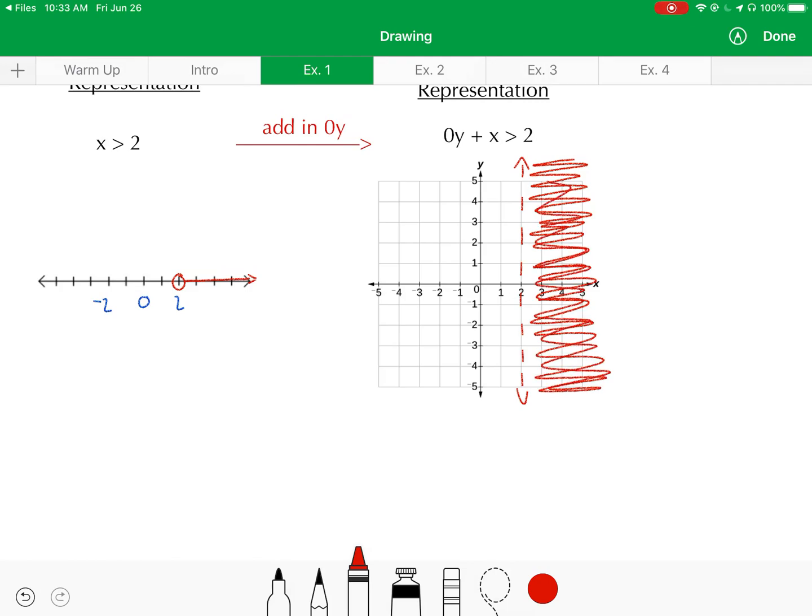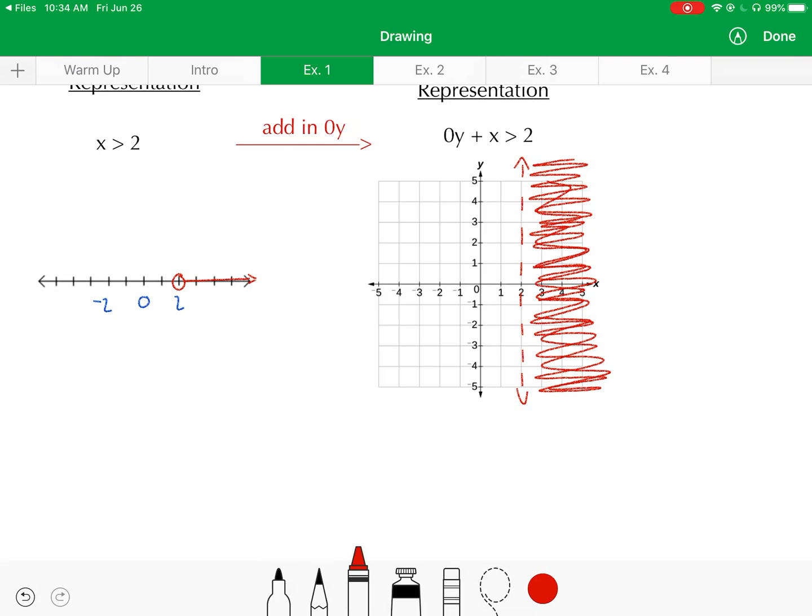So make comparisons between the one-dimensional representation and the two-dimensional representation. Notice that in 1D I have an open point, and in 2D I have a dashed vertical line. If I had had a solid point in one dimension, then in two dimensions I would have a solid line. The dashed line is telling me that all of the points that fall on that line are not actually part of the solution set. Why? Because their x coordinates are equal to 2, and we want points whose x coordinates are greater than 2.